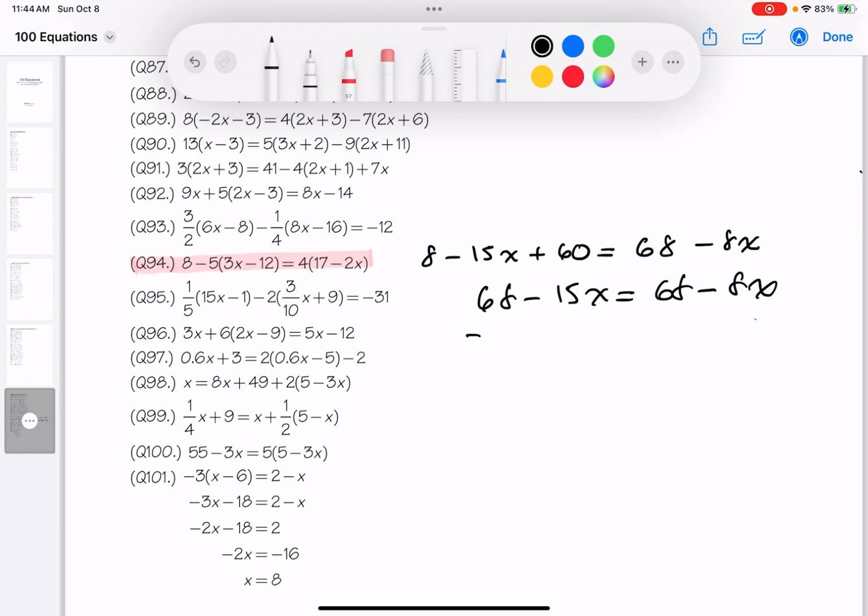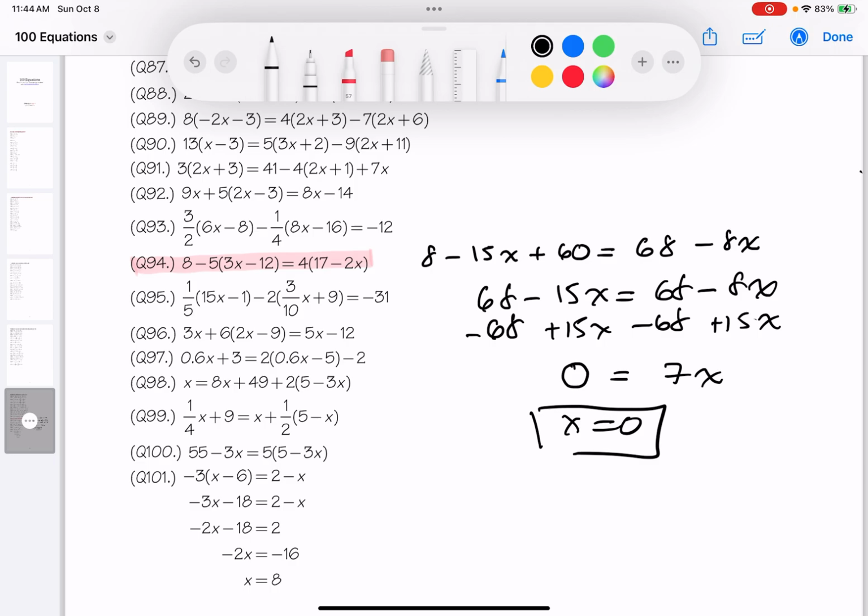Well, I'm going to subtract 68 from both sides. And I'm going to add 15x to both sides. You don't need to write that down, by the way. This gives me 0. And what do you get over there? You get, let's see, 7x. Well, x is 0.